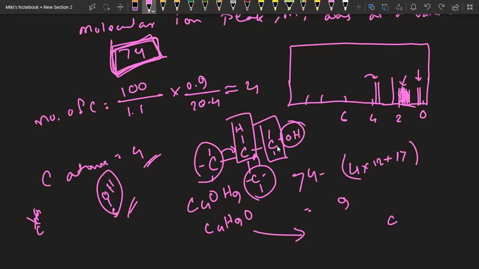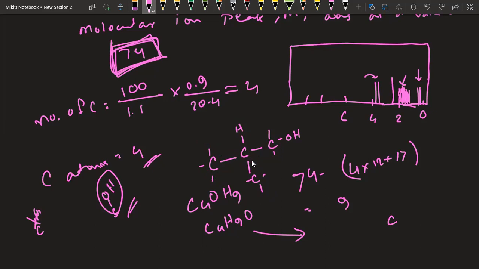I'm not saying this is exactly correct, but this is a possibility. Let's see how many hydrogens we have here. We have 1, 2, 3, 4, 5, 6, 7, 8, 9. Yes, we have 9 hydrogens here, excluding this OH.